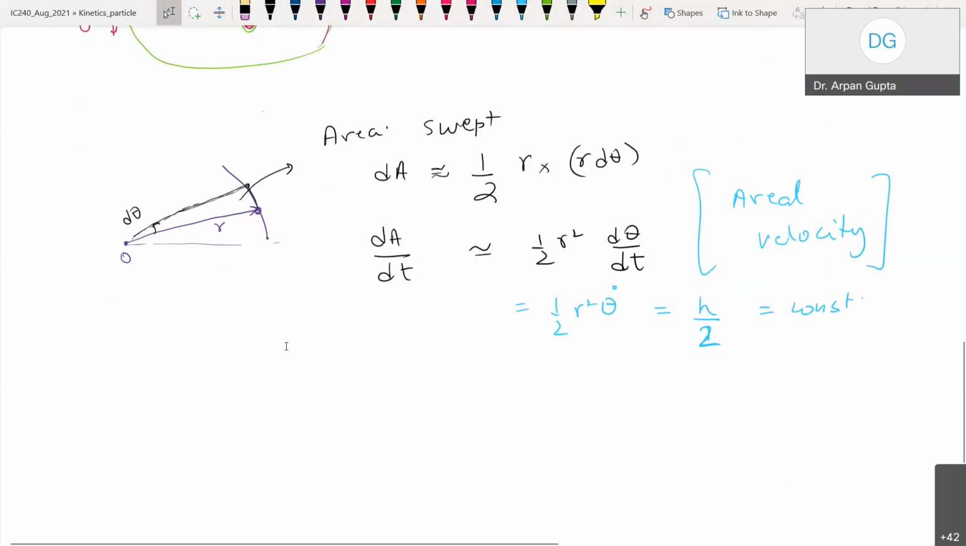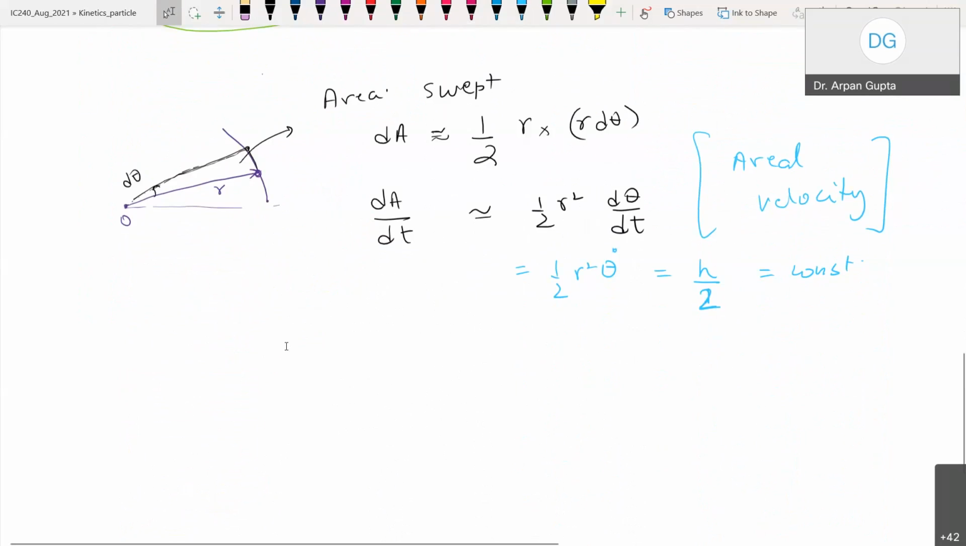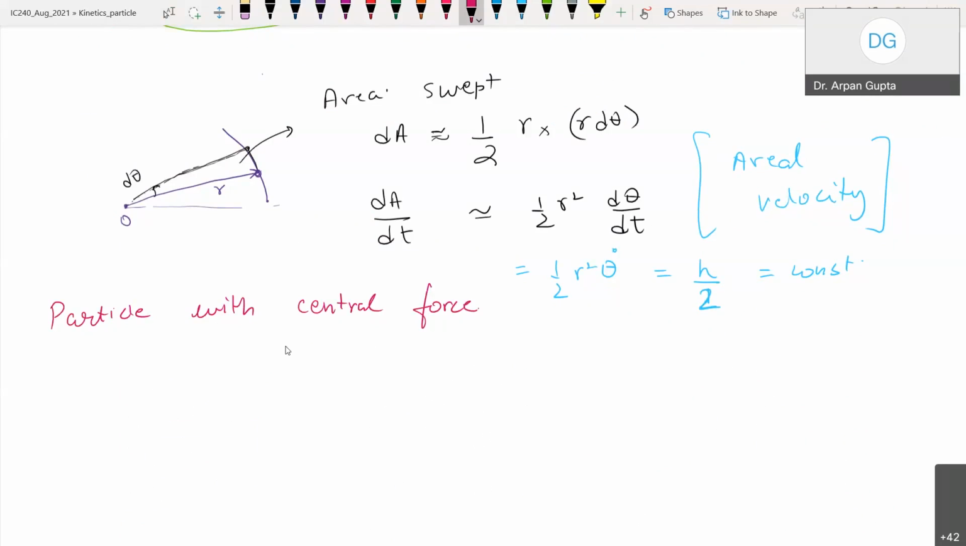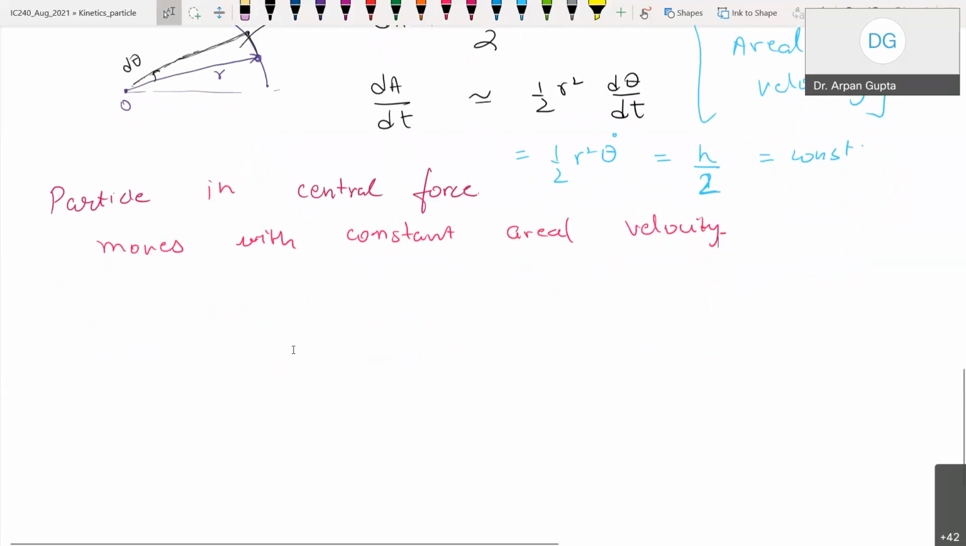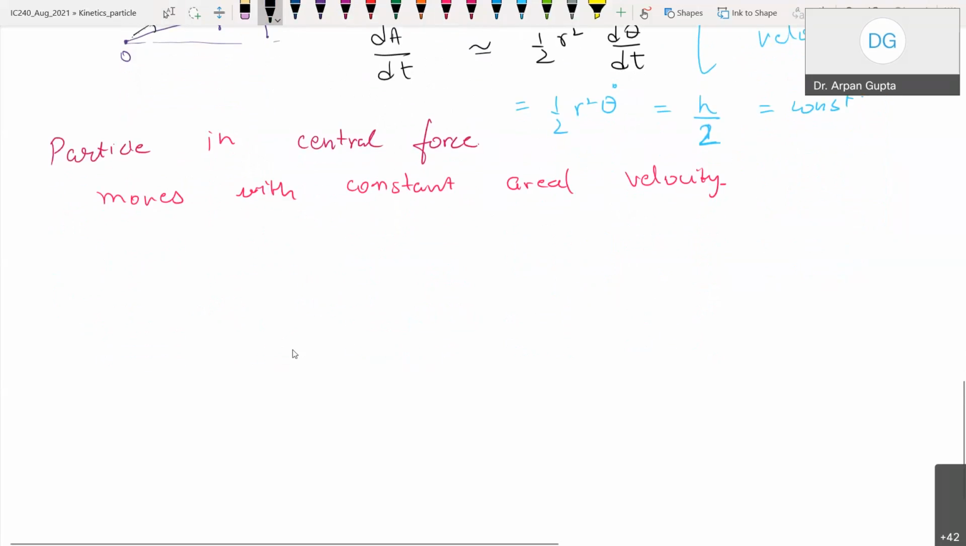So another important expression that we can write here is that a particle in central force moves with constant areal velocity. It means the rate of change of area covered is constant.